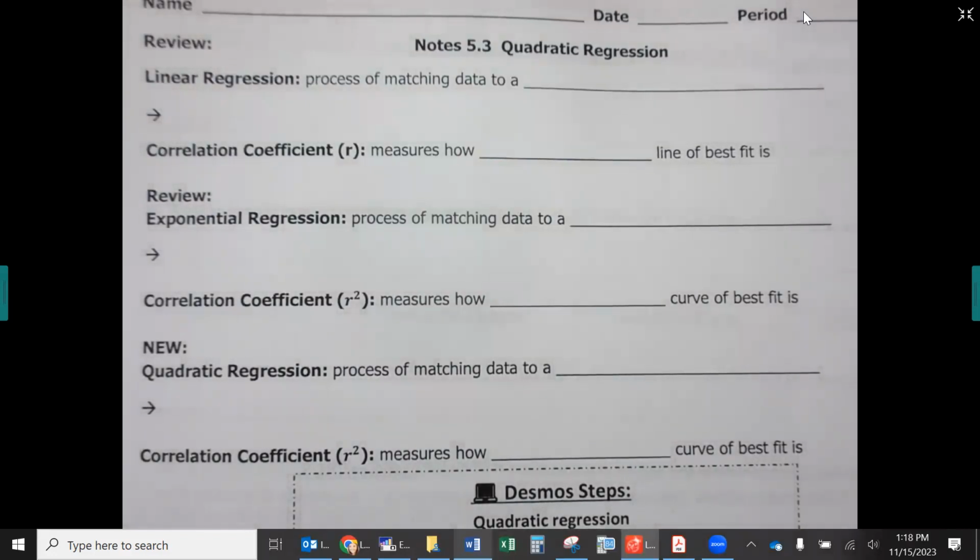Yes? Yeah, I think there's a pencil in that cup right there. Do you see it? Is there one? Okay.